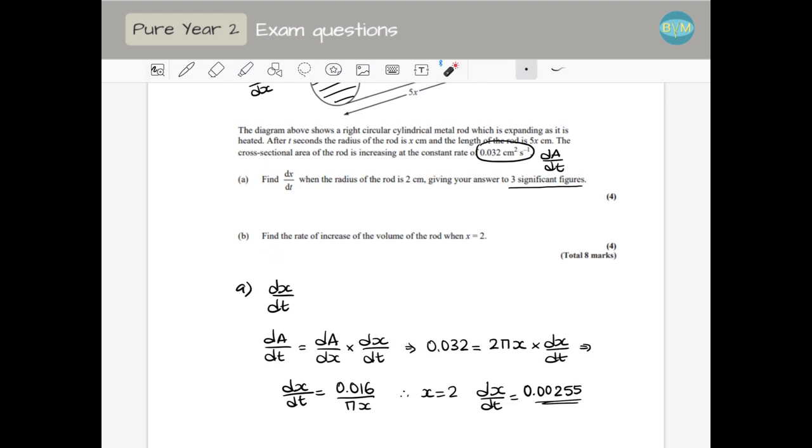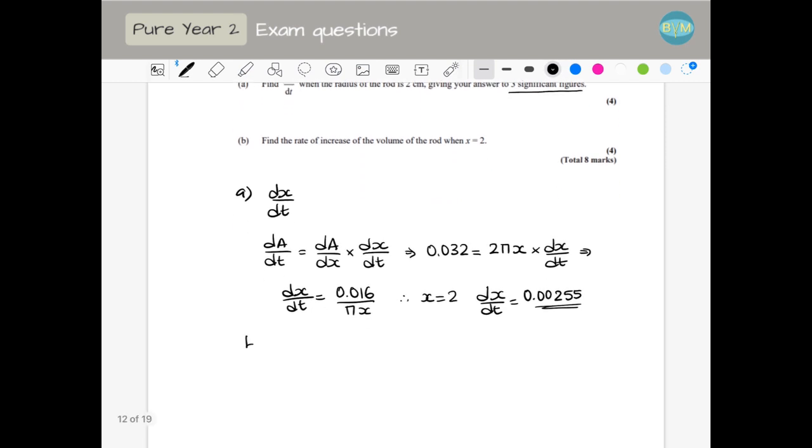Then part B says, find the rate of increase of the volume when x is 2. So the volume is the area times the length. It's a cylinder, so this is going to be 5 pi x cubed. And I need the rate of increase of the volume, so I need dV by dt. And this one can give me dV by dx.